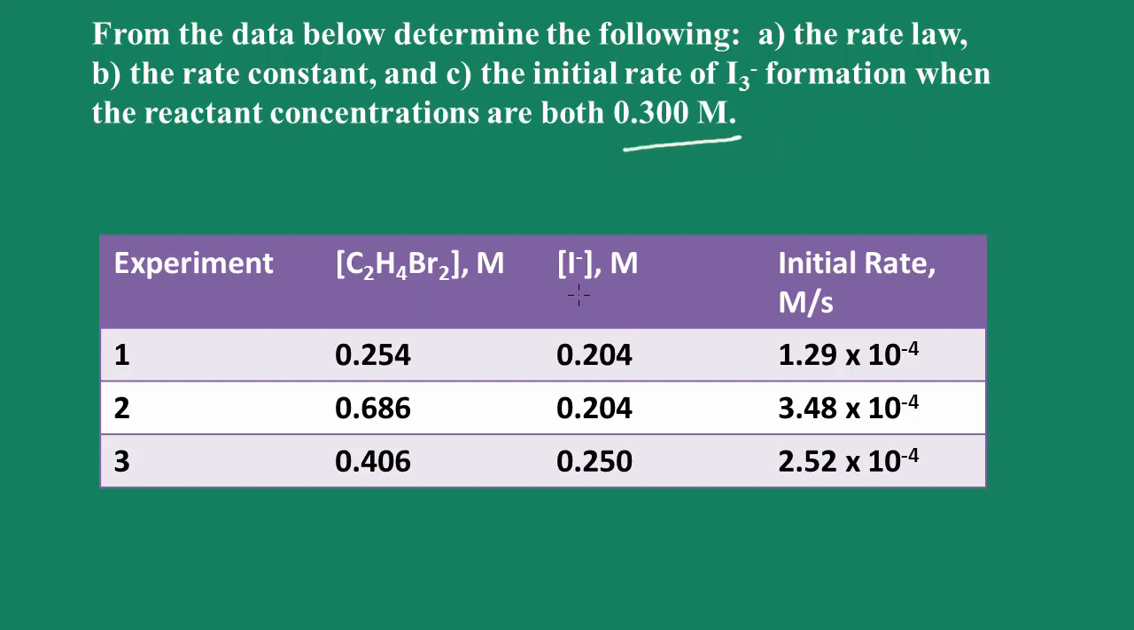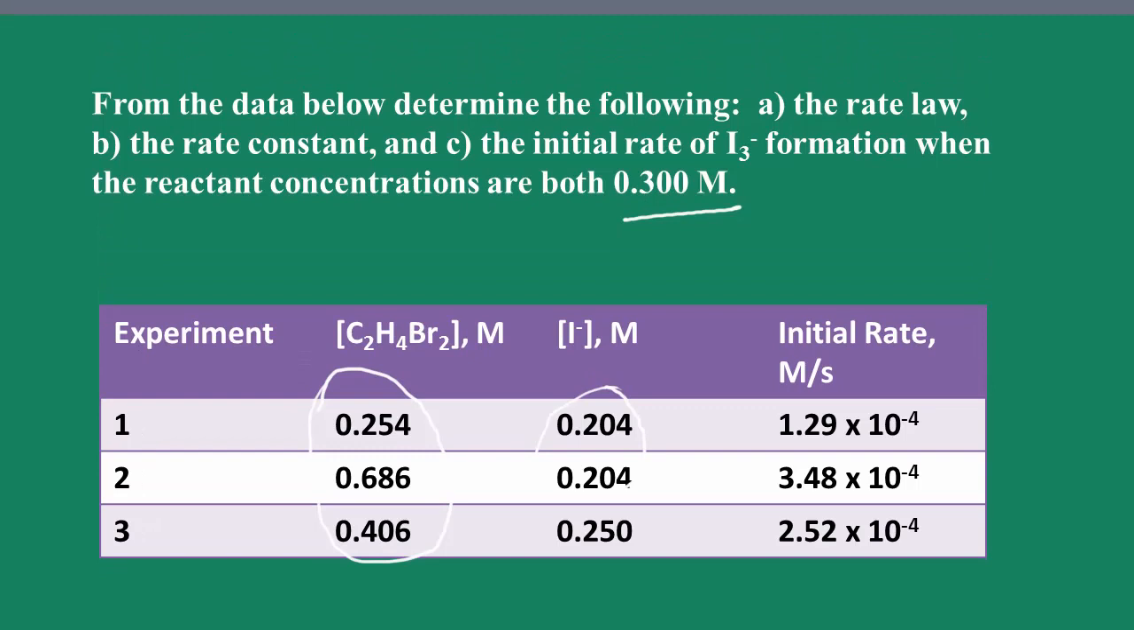So how this problem differs, we have 3 experiments. Now notice in experiments 1 and 2 for the iodide ion, the iodide concentration is held constant. And so we would be able to compare these 2 experiments to determine the exponent m. But for the 1,1-dibromomethane, the concentration is not held constant. But never fear, we can still determine the rate law and the rate constant from this data. So I'm going to show you how to do that.